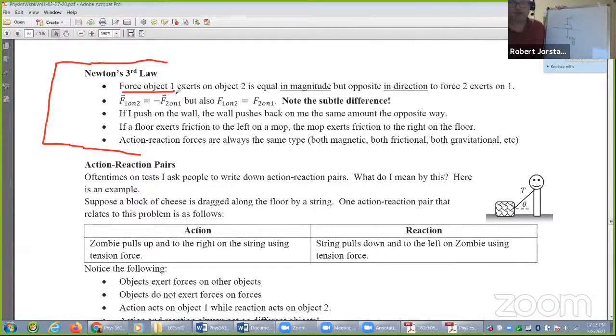The force that object one exerts on object two is equal in magnitude, but opposite in direction to the force that two exerts on one. There is no shorter way to say that. Now, I want you to look carefully at this second line right here. Notice this first one includes vectors. If you include the vectors, you have to include the minus sign. If you do not include the vector symbol, we're talking about magnitudes. So notice the force that one exerts on two in magnitude is equal to the force two exerts on one in magnitude. So their magnitudes are equal.